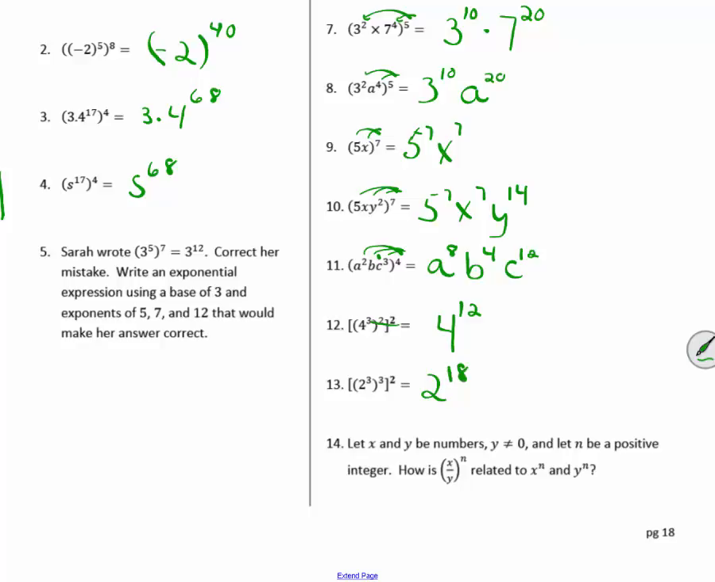We're going to worry about number 4 together, but let's go back over to number 5. Sarah wrote that 3 to the 5th to the 7th equals 3 to the 12. Correct or mistake? Well, it should have been 3 to the 35th, right? And the reason for that is this 7 means I need 7 of the 3 to the 5ths: 1, 2, 3, 4, 5, 6, 7. And if you add all those up, you're going to get 35, not 12. They added.